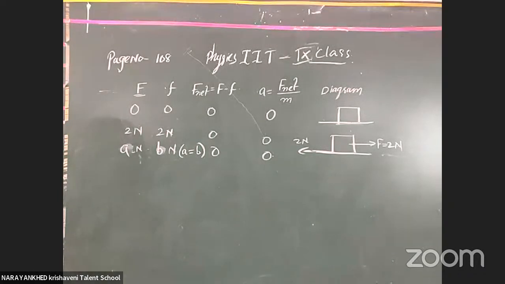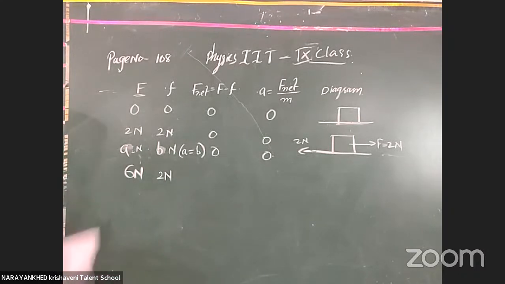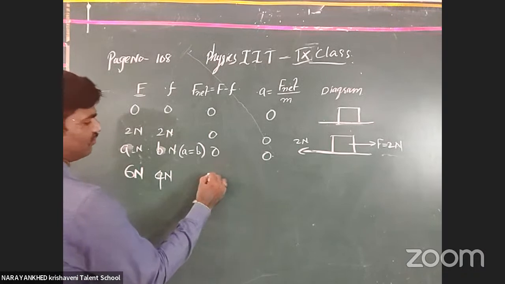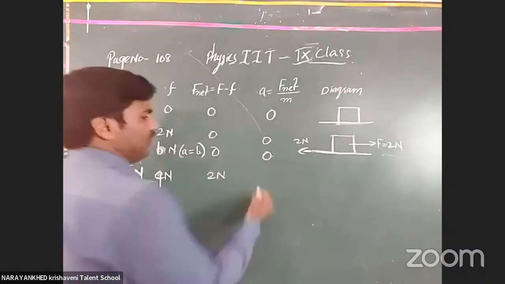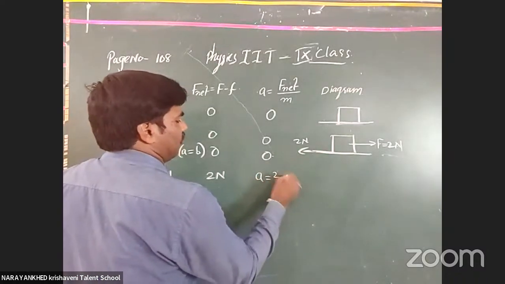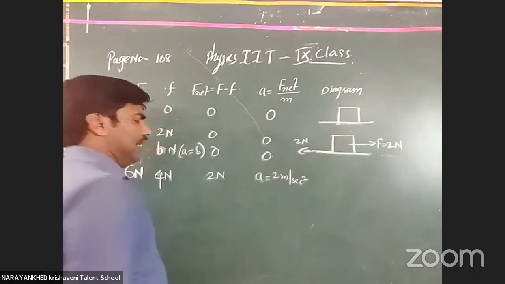Next, what we consider: our applied force is 6 newtons and frictional force is 4 newtons. Sorry, 4 newtons again. Now what happened? There is 6 minus 4. How much is it? 2 newtons. Now the acceleration is also obtained. How much acceleration? 2 meters per second square acceleration we may get.